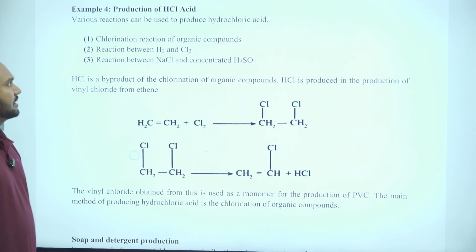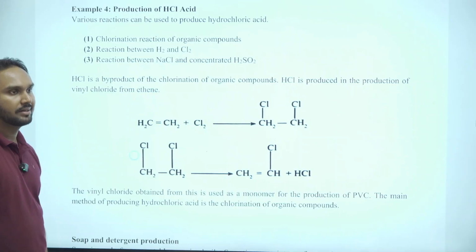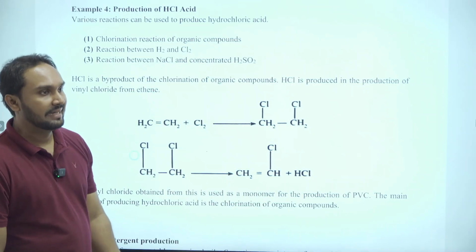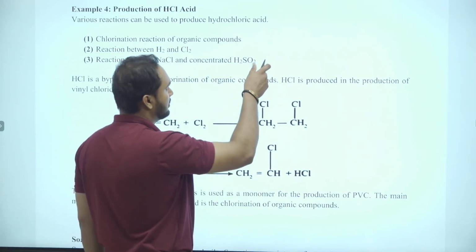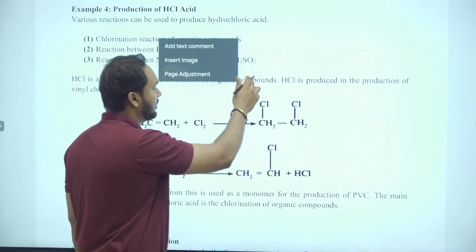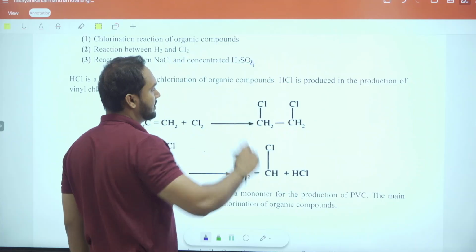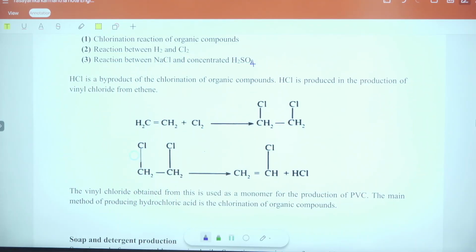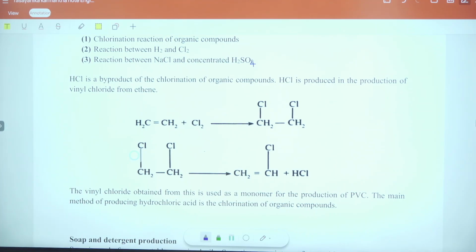The next one is the reaction between H2 and Cl2. Hydrogen gas and chlorine gas are reacted together to produce HCl. That is the second method. And the reaction between NaCl and concentrated H2SO4, sulfuric acid. Sodium chloride reacting with sulfuric acid produces HCl.